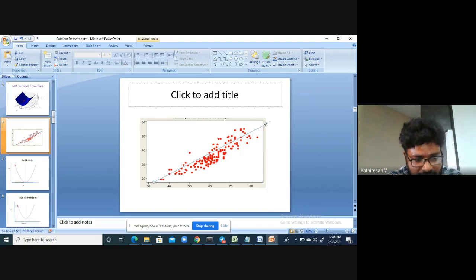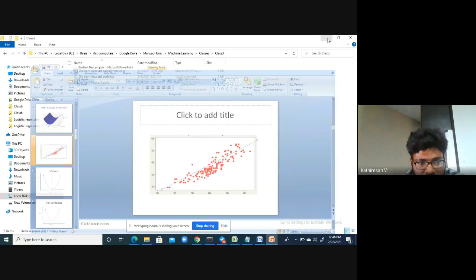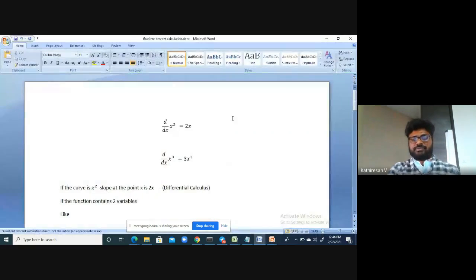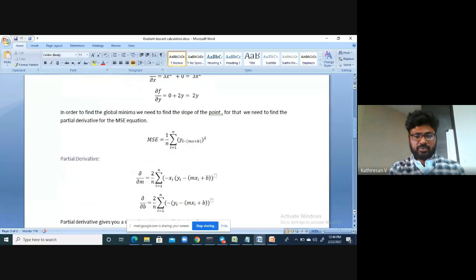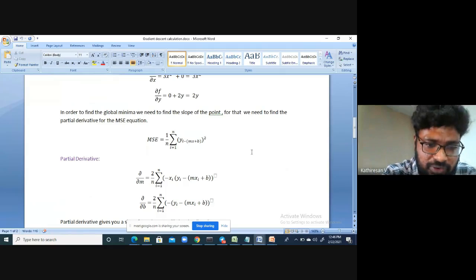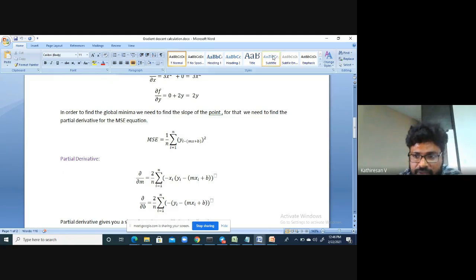So MSE is the cost function. Based on MSE only, mean square error should be minimum. Based on that only we are doing. And also here you can understand, we are performing partial derivative on what? We are performing partial derivative on this cost function only, MSE. That way only we are performing. Okay, so this is how it is working.